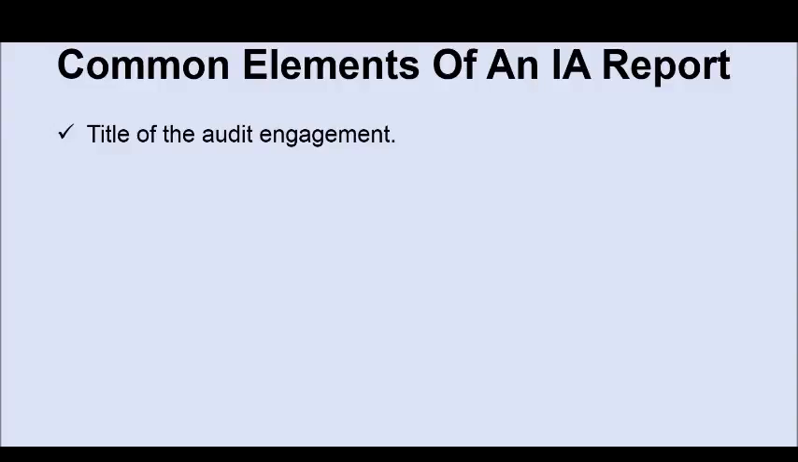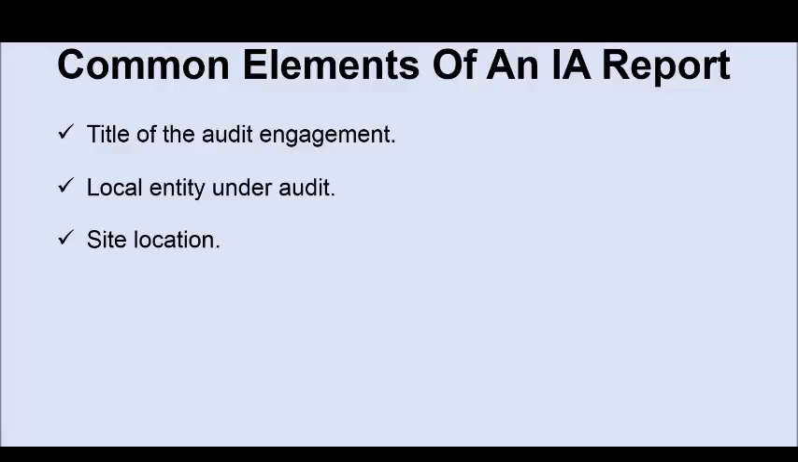Title of the audit engagement. This is the subject of the audit engagement. For example, procurement management, inventory management. Local entity under audit. This specifies the name of the local entity under audit. The name could be the actual name of the local legal entity or just the name of the country. Some companies combine the name of audit engagement and local entity under audit into one. For example, Singapore Procurement Management.